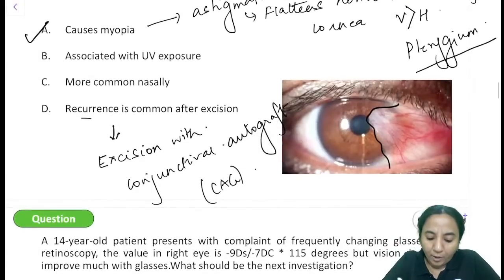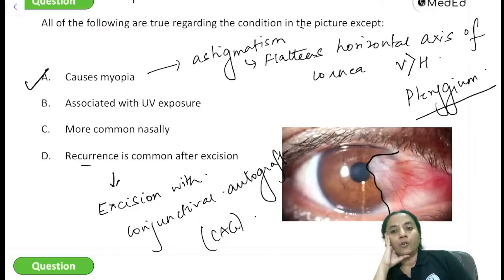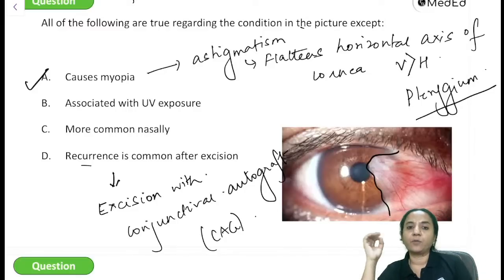The other method of preventing recurrence is by application of mitomycin C. But mitomycin C is in itself quite a toxic drug, so it's not very commonly preferred. So what is the most preferred method to prevent recurrence? If we are asked, we have to say excision with conjunctival autograft.